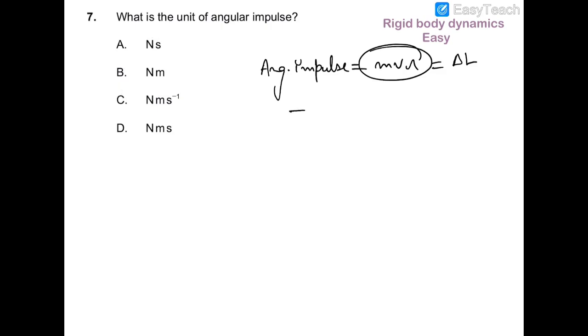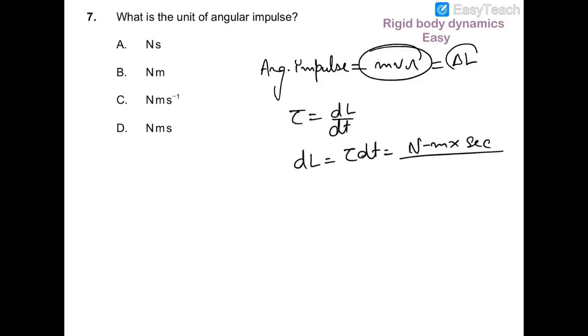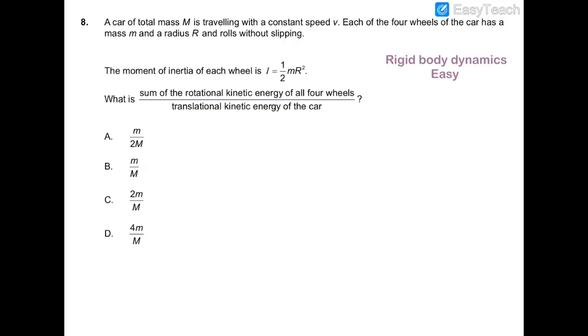So we know that torque is equal to dL by dt, and dL will be equal to tau dt. Torque is Newton meter and dt is second. So the change in angular momentum, which is also the angular impulse, has a unit of Newton meter second. So the correct answer is D. Now let us move on to the next question.